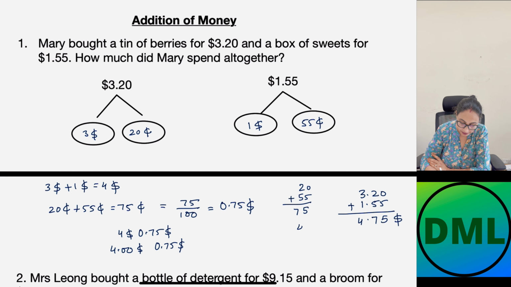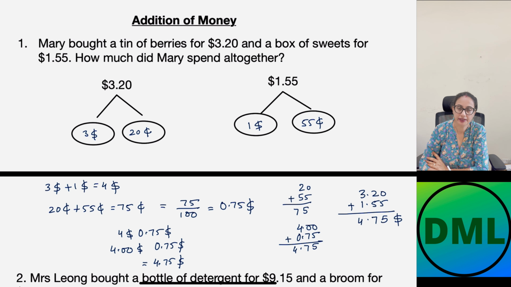Let's add it here. 4.00 and 0.75. 5 plus 0 is 5. 7 plus 0 is 7. And 4 plus 0 is 4. My answer is $4.75. But if you know how to add $4 and 75 cents, as I discussed earlier, the decimal separates the cents, so you can write it down directly as $4.75. Let's see the next question here.